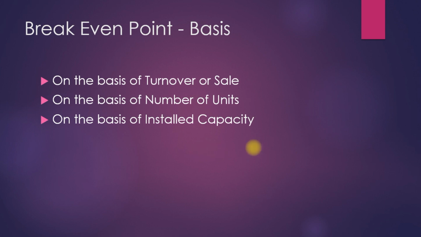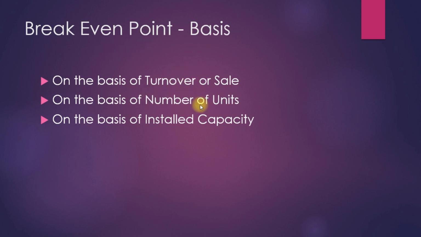Now let us see what are the bases of break-even point. Break-even point can be seen on the basis of turnover or sale, on the basis of number of units, as well as on the basis of installed capacity. First we'll see break-even point on the basis of turnover or sale. Suppose the break-even number of units is 2000 and the selling price per unit is rupees 30. The amount of sales for break-even level is rupees 60,000, which is 2000 into 30. So that is on the basis of sale.